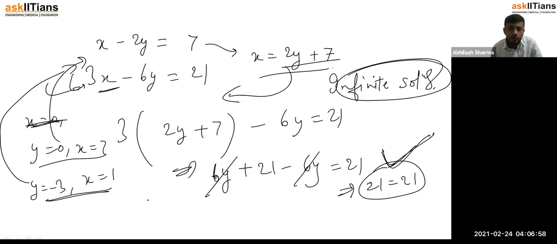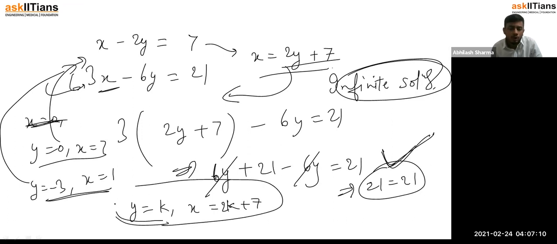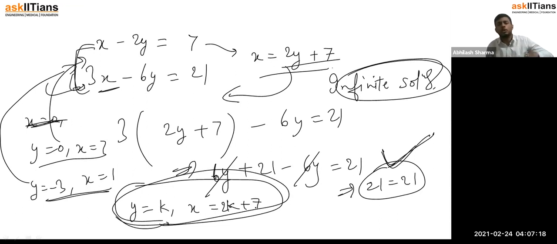In fact, you can put any value of y as k and x value as 2k plus 7, and you will observe that for all values of k, both of these will be satisfied. So this is always a solution to both of these equations. You can actually check, put any value of k.